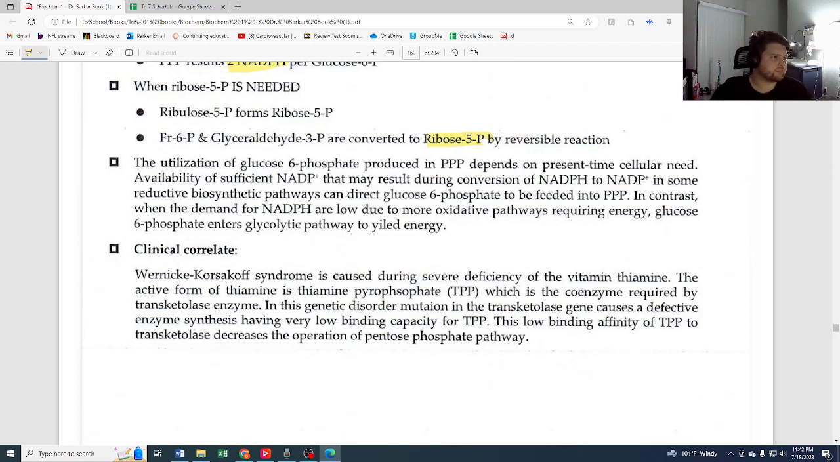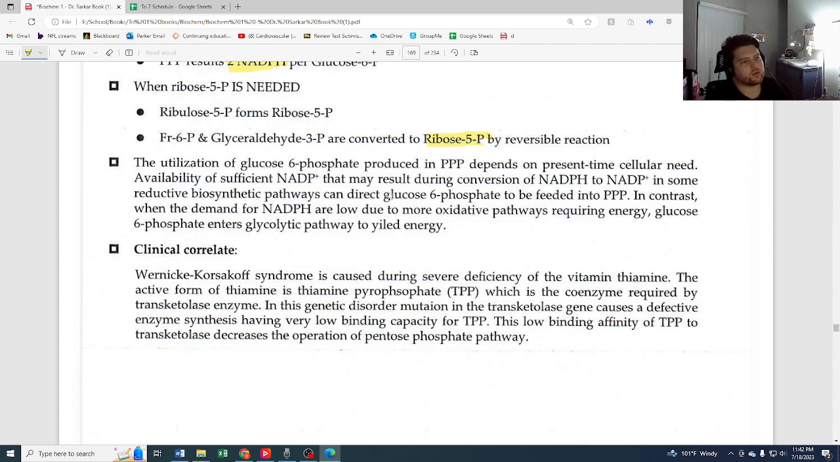So the utilization of glucose 6-phosphate produced in this pathway depends on present-time cellular needs. Availability of sufficient NADP plus that may result during conversion of NADPH to NADP plus in some reductive biosynthetic pathways can direct glucose 6-phosphate to be fed into the PPP. In contrast, when the demand for NADPH is low due to more oxidative pathways requiring energy, glucose 6-phosphate enters the glycolytic pathway to yield energy. So this is showing when we have a need for a whole bunch of energy.